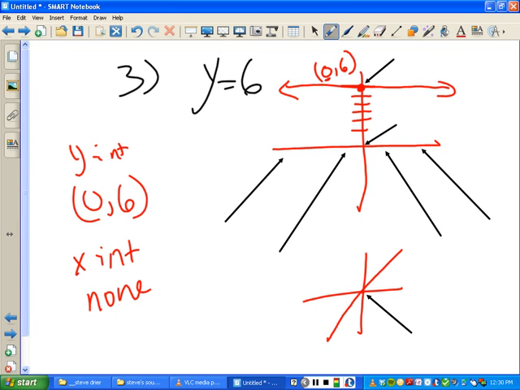That's not what the question says. The question says, what is the x-intercept? That is, where does it cross the x-axis? And the answer is, it does not cross this axis at all. Okay.